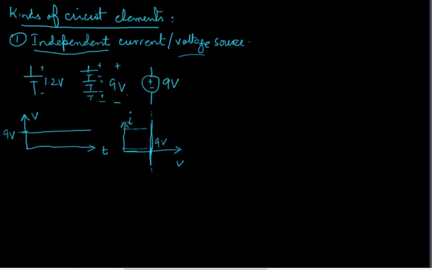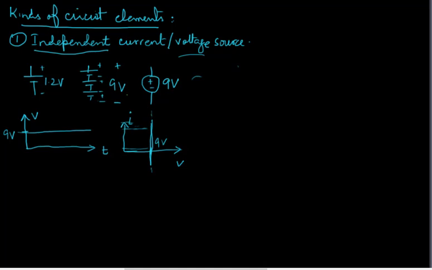So the voltage source is going to keep on delivering 9 volts. The current would be depending on the kind of resistor or other devices that you have connected. Voltage is going to remain fixed. The current can vary all over the place, up and down. The voltage is going to be fixed. So this is how we define an independent voltage source, and the best example of such an independent voltage source is your battery.